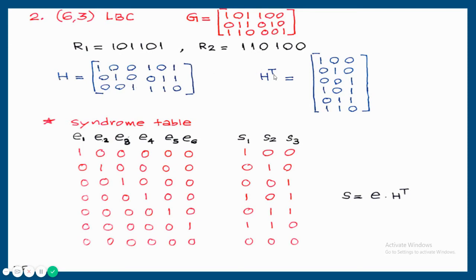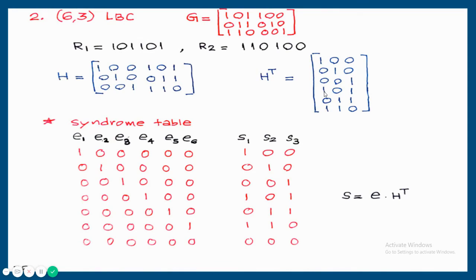From this, H transpose is written here. First column here, first row. And that is equivalent to I, P. First 3 rows are I, next 3 rows are this P only. 101, 011, 110. So this H transpose can be written directly from the generator matrix. Or if H is given, from H, get H transpose.